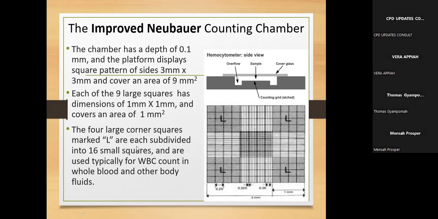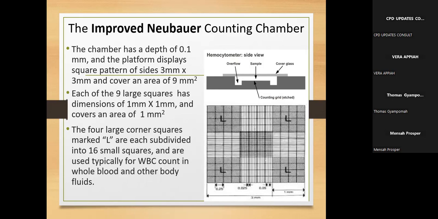So if I count cells here, and here, and here, and here, what will be the total volume that I will have occupied? If I count cells in the four corner squares, what will be the total volume that will have been used up? Yes, somebody come in. Help me, Oti, please. Don't disappoint. The total volume to be counted for the four corner squares will be what? The total volume. Fantastic. 0.4, and I'll give you extra marks in your exams, okay?